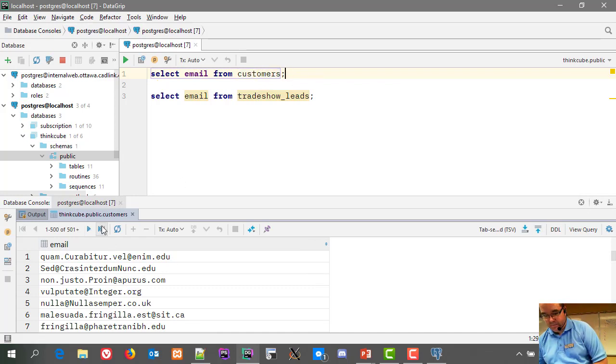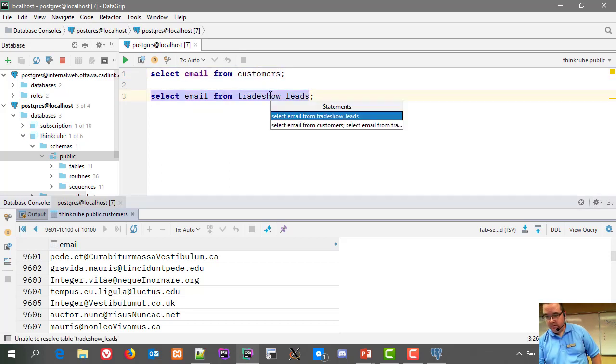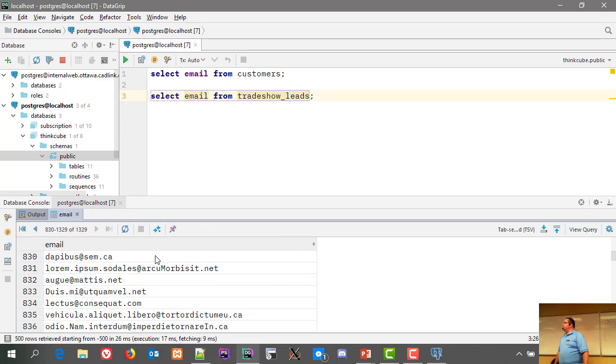However, now, from customers, I've got 10,100. If I go from trade show leads, 1,329, right? So what set operations do is it takes the data from one query and then transforms it against another query. Union means give me everything from query A plus anything unique from B. So everything in A plus anything in B that's not in A. That's a union.